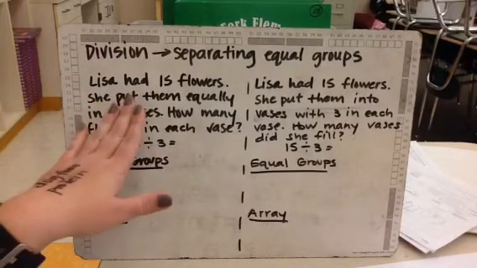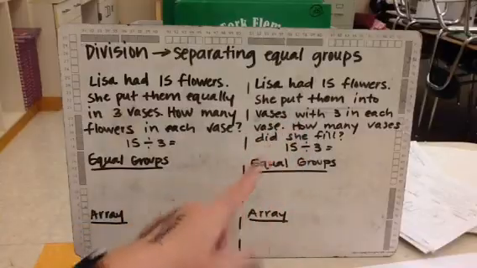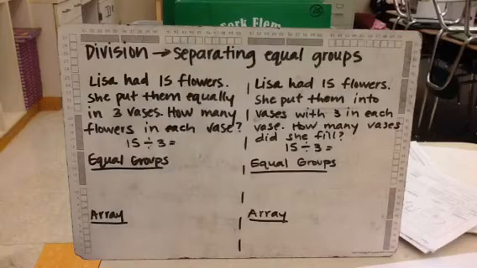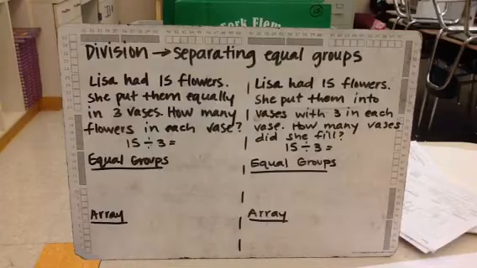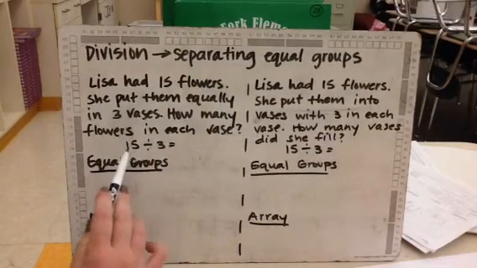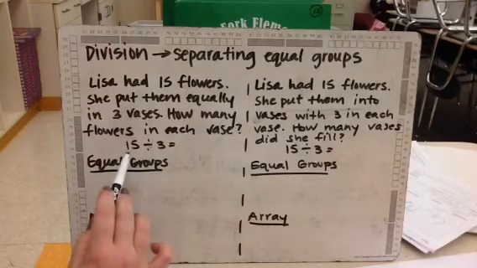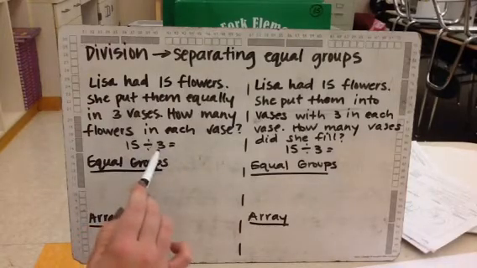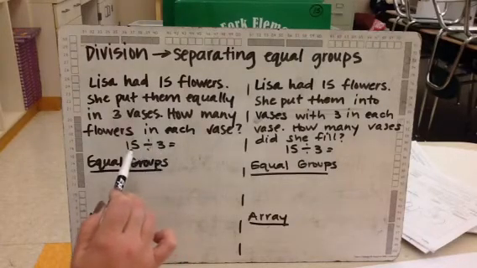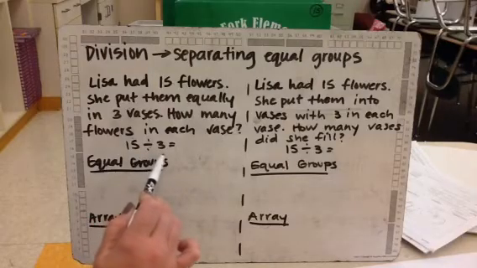So I'm going to model two different strategies and two very different word problems, and you'll see the difference in a moment. So here I'm going to start with this one. Lisa had 15 flowers. She put them equally in 3 vases. How many flowers are in each vase? First of all, here's my equation. 15 is my total. That's my dividend. And then my divisor here is telling me I need to divide by 3. The 3 means 3 groups. I'm taking 15 and I'm dividing it into 3 groups.